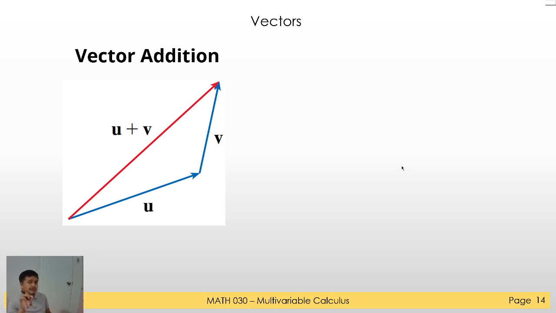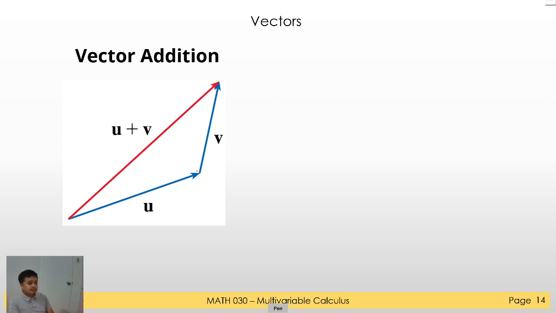Okay, so how do we add vectors? Let's say you have two vectors. Usually in the context of physics, we have two forces. If we add two forces, what happens? There will be a resultant vector, or a resultant force, representing their sum. So let's say we have a vector u and a vector v. A graphical representation of u plus v is this connecting line.